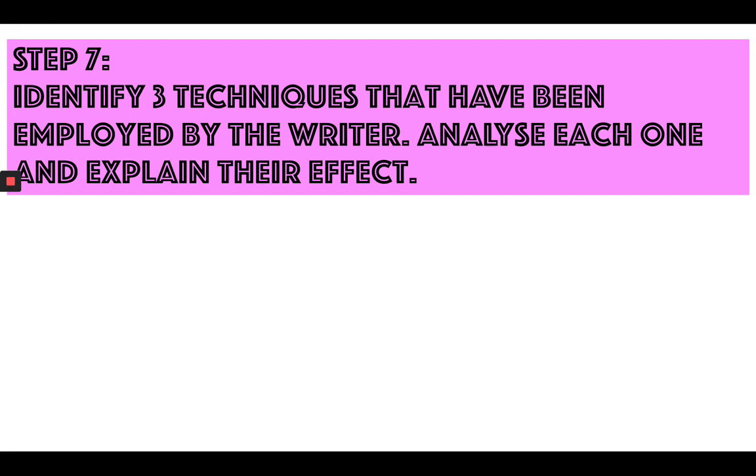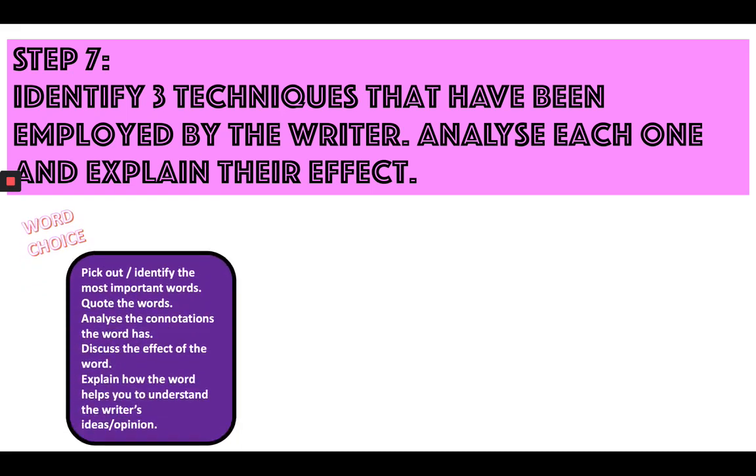So we're getting down into the nitty-gritty of close reading here. So, the easiest ones to go for. Start with word choice. Pick out, identify the most important words. Quote them. Analyse the connotations of the words. What are the associations with that word? Discuss the effect of the word in the sentence or paragraph that you've been looking at. Explain how the word helps you to understand the writer's ideas or opinions.